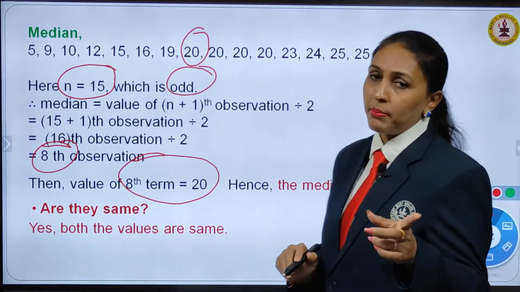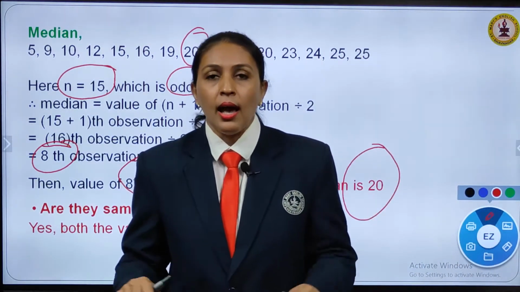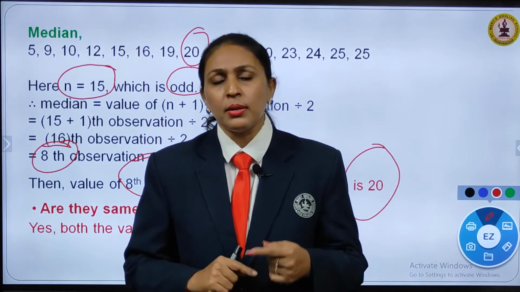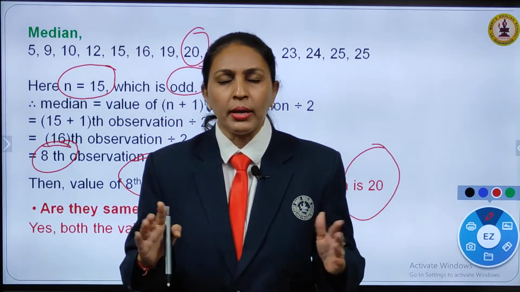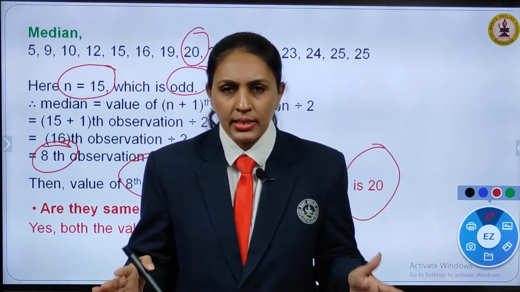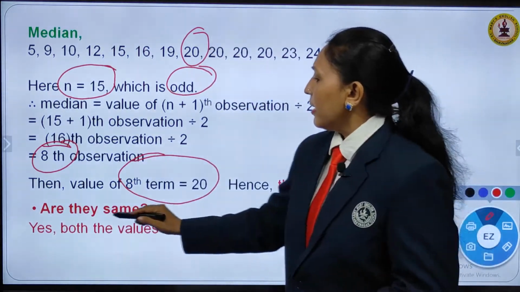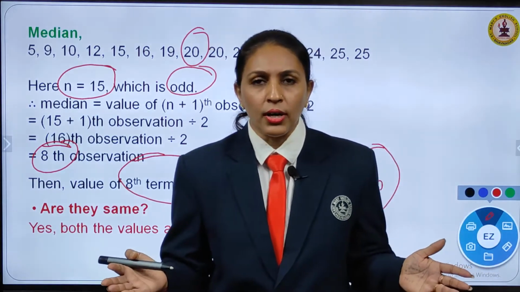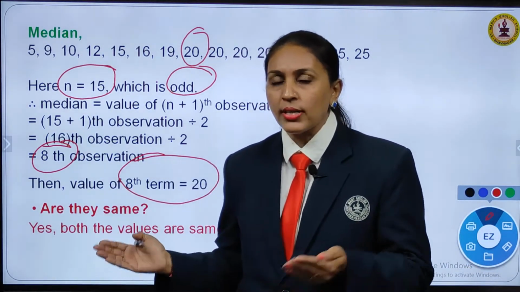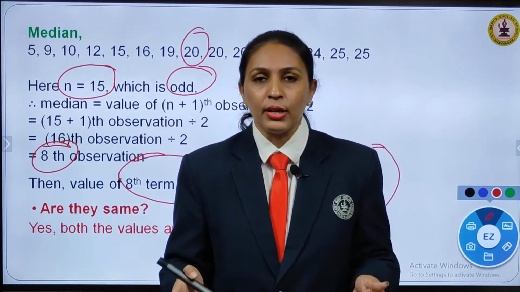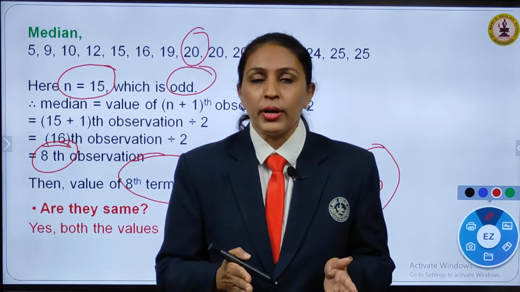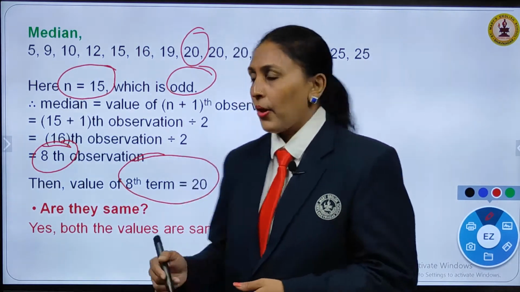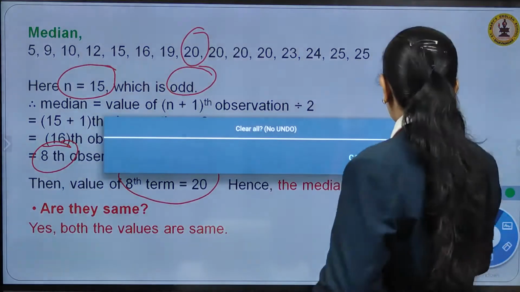Now as you remember, we are asked one more question, are they same? Means is the mode and median same? Both the results are same. Let me see. Yes, both the values are same because the mode what we got is 20. Median also we got children 20. That means the value in this question of mode and median is same. Okay, so let us move to the next question, what it is.